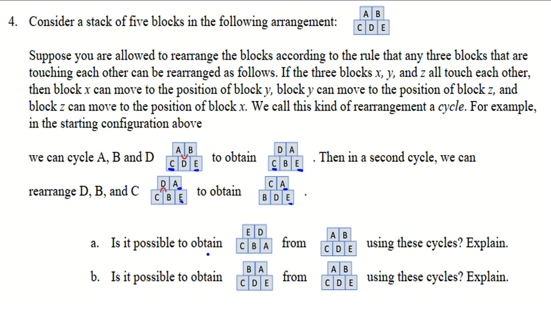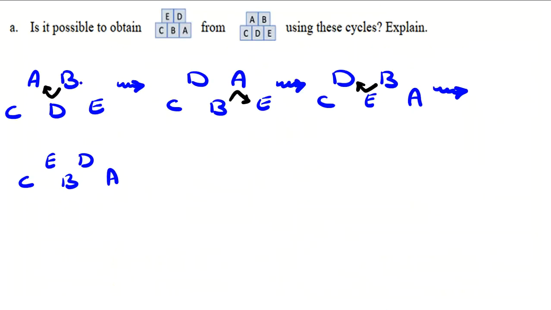Is it possible to obtain this from A, B, C, D, E? So the answer to the first part is yes. Is it possible? The answer to the second part is no. So the first part is easy. It only needs an example. So here, we want to reach from A, B, C, D, E to E, D, C, B, E. So at first consider the cycle.